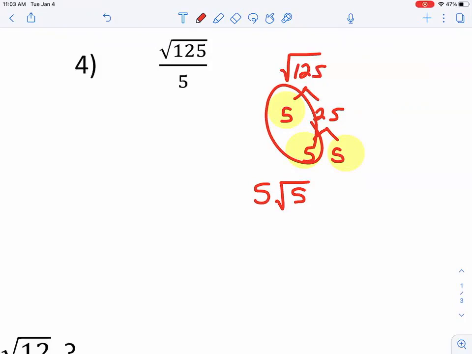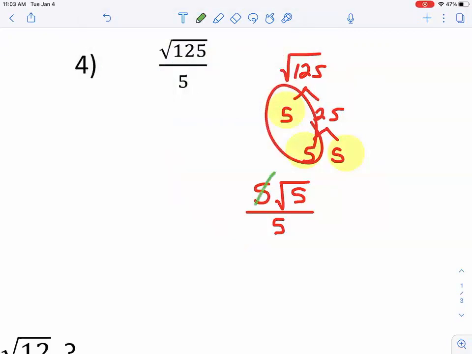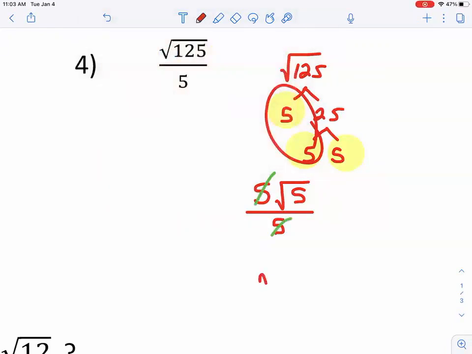But remember, that's only the numerator. That's just the top. The bottom, don't forget, that's all divided by 5. Because we have to put that bottom there. So we just did the top independently and then put it over the bottom. And now our 5s actually will cancel. And so our final answer is just the square root of 5.